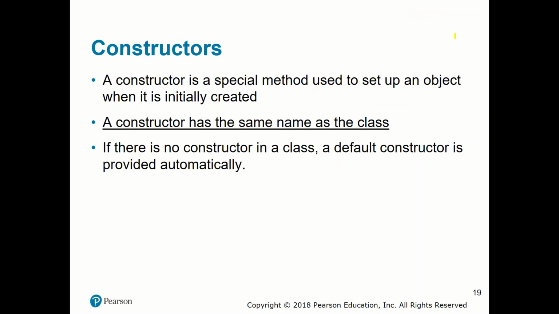A constructor is a special method used to set up an object when it is initially created. A constructor has the same name as the class. If there is no constructor in a class, a default constructor is provided automatically. I will explain this with an example.